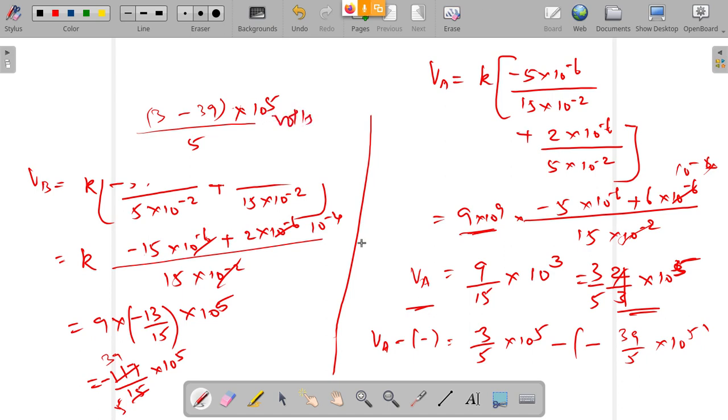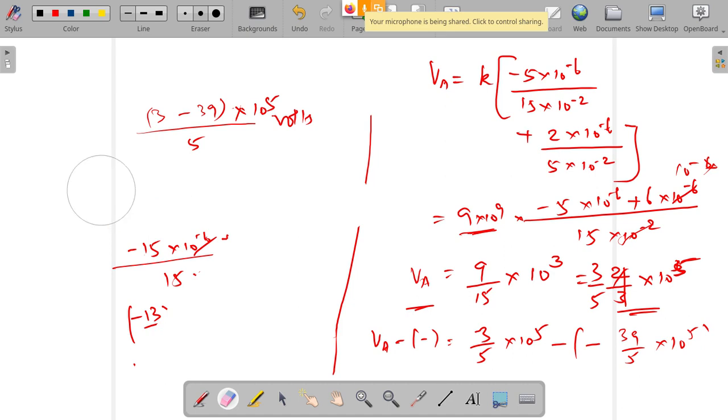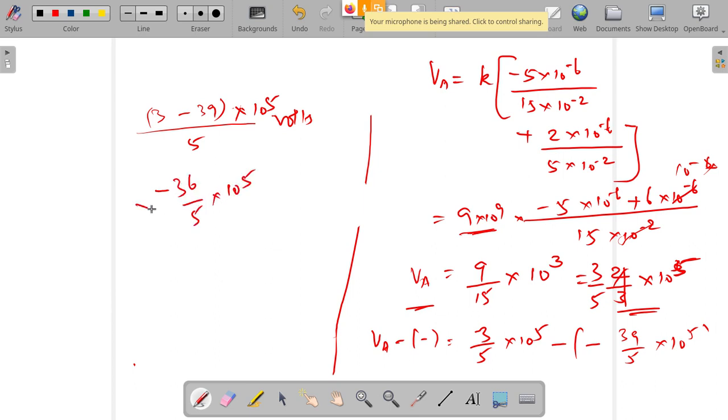Now you have to get energy. That is work done. Work done you will get by multiplying this by the charge given, that is 30 microcoulomb. So you have to multiply that now. This much is minus 36 by 5. Minus 36 by 5 into 10 power 5, into the 30 microcoulomb, because W is equal to Q times (VA minus VB). So VA minus VB is minus 36 by 5. Q is 30 into 10 power minus 6.